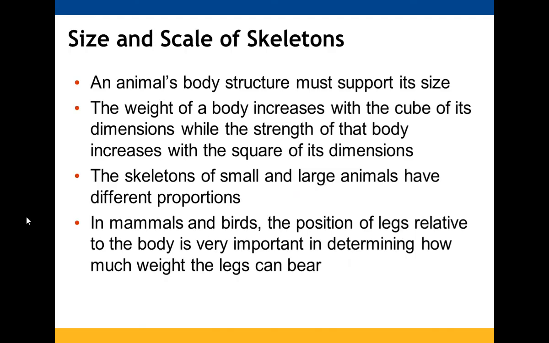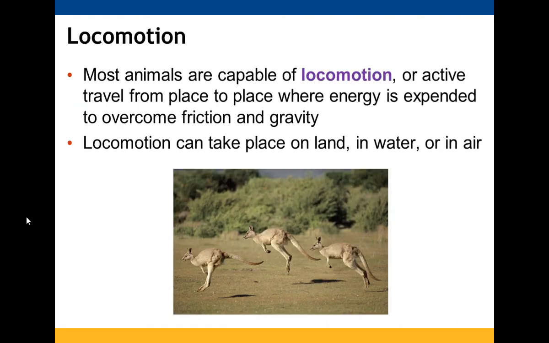Size and scale of skeletons. You need a skeleton that will be able to support the size of that animal. The weight of the body will increase with the cube of its dimensions, but the strength increases with the square. So you can have a greater amount of weight, and a greater amount of strength, but not as proportional to the weight. Small and large animals will have different proportions for both mammals and birds. Your leg position will be critical to determining the weight that they can bear.